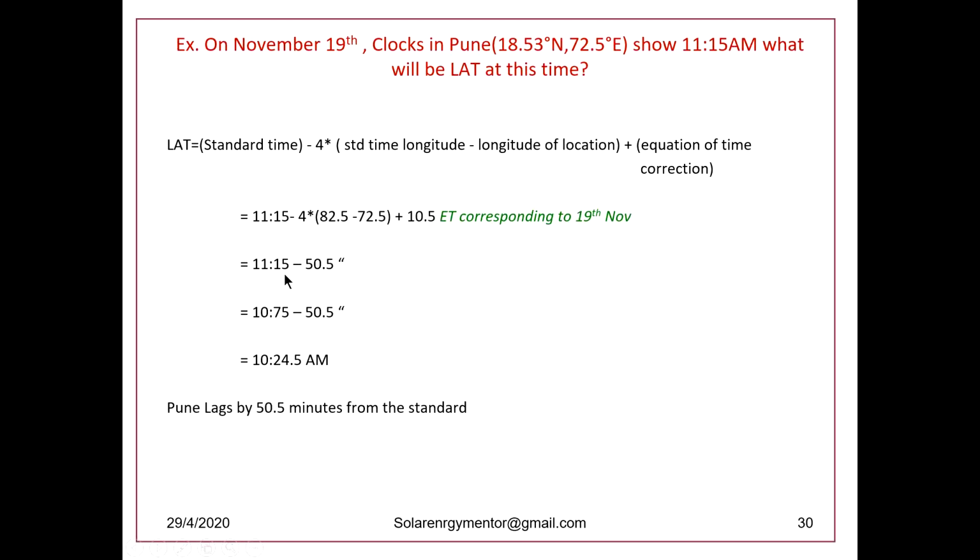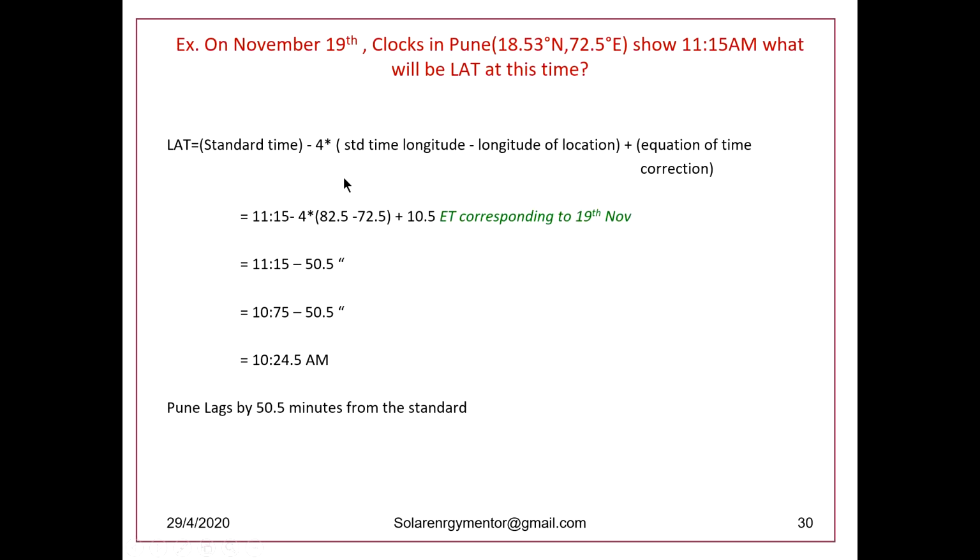So 11:15 minus 50.5. So I will make 1 hour 60 minutes of 1 hour and add 60 minutes. So it becomes 10:75 minus 50.5. So the time comes out to be 10 o'clock and 24.5 am. So this is the LAT. So Pune is lagging almost by 50 minutes from the standard time. So from this example it is clear how to calculate the LAT.